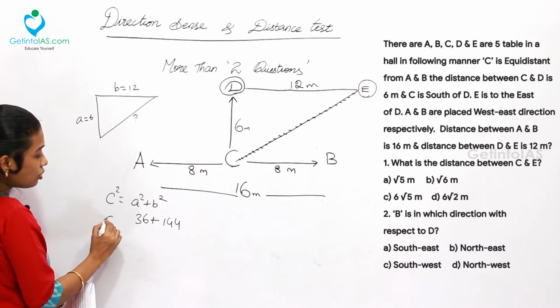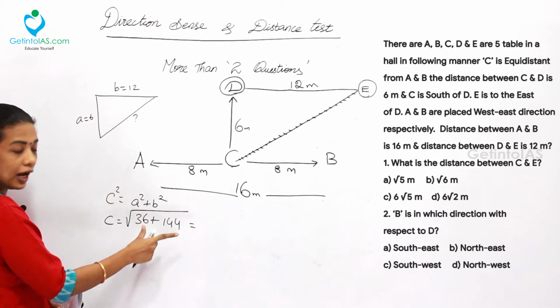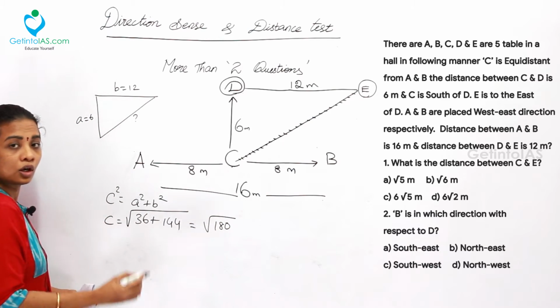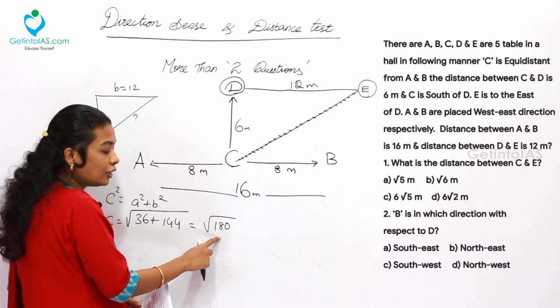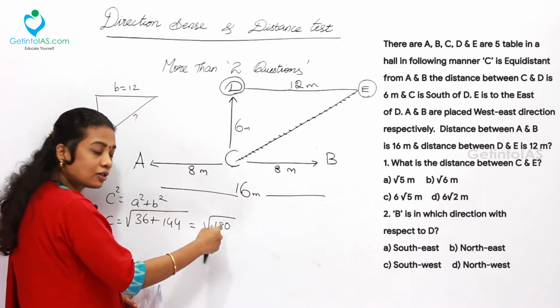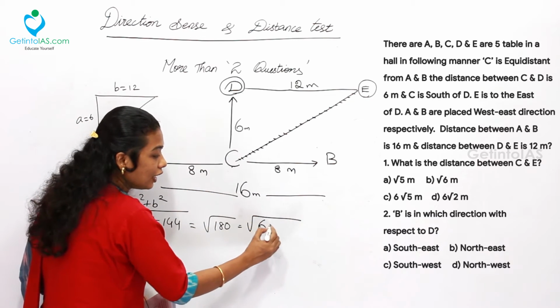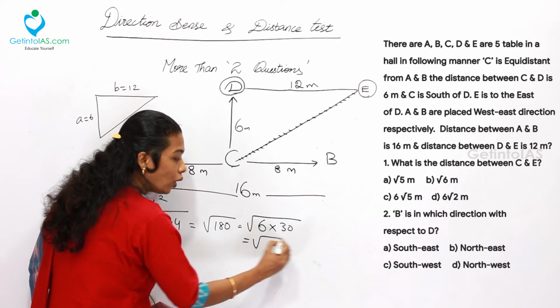144. So C is equal to under root of 36 plus 144. Simply add it up, under root 180. How to solve this under root 180? Simply, if you know 6 is a multiple of 180, or knowing the 6 table, simply get the breakup. 6 into what is 180? 30.